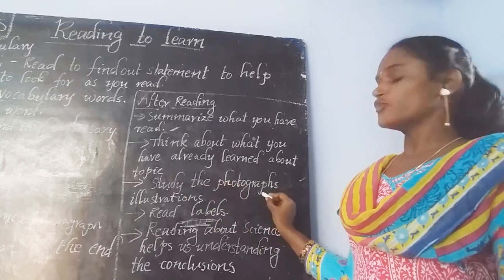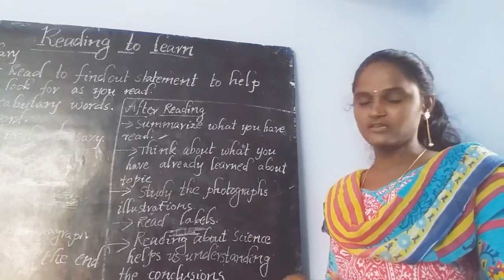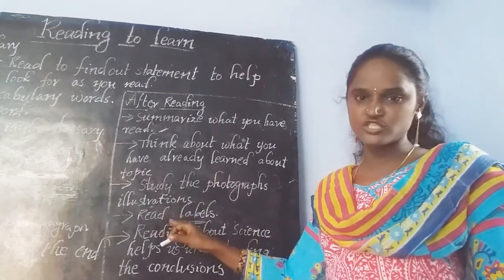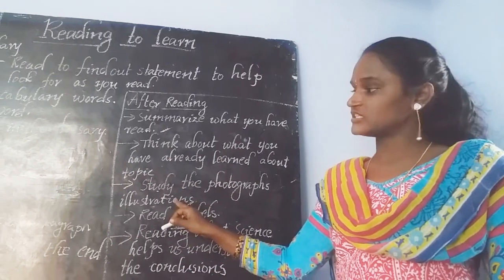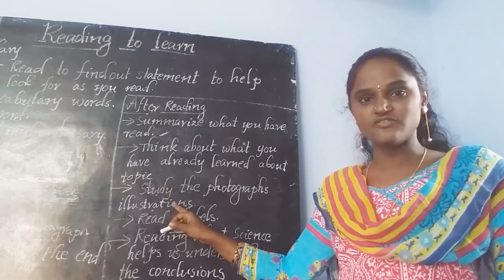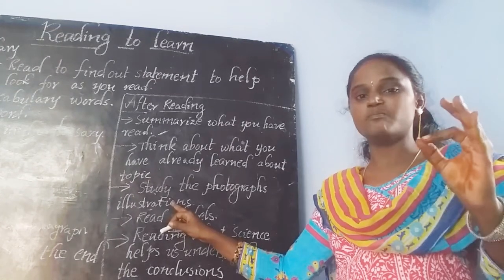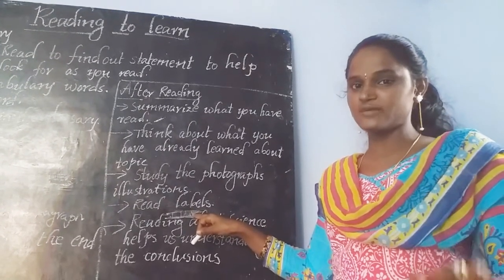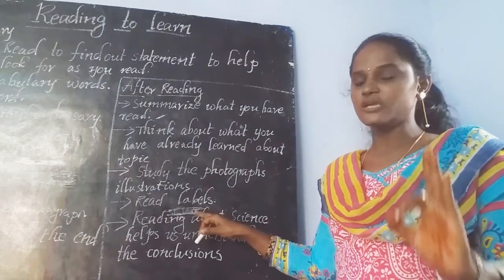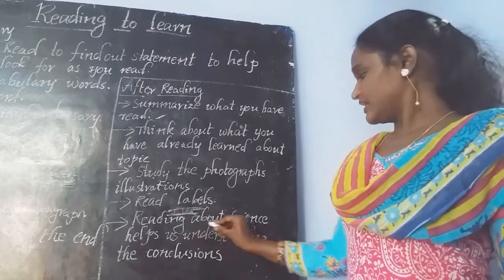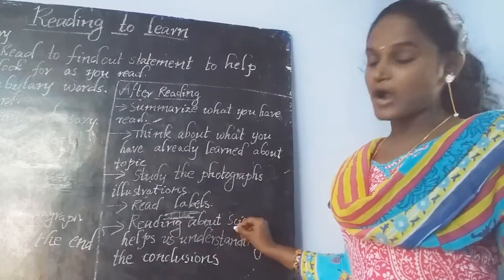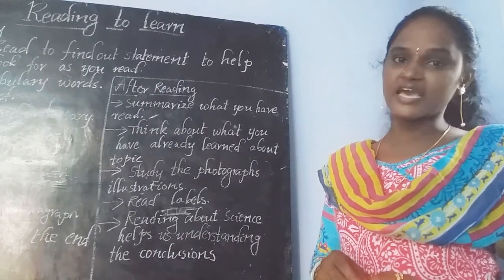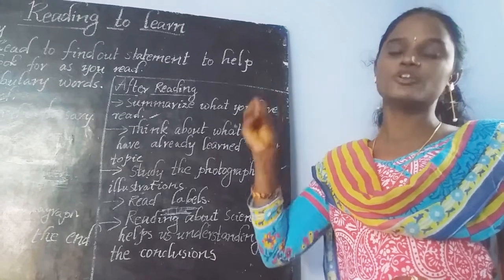Then study the photographs. While we are reading the lesson or the story, we may see some photographs and illustrations. By seeing them, we get a better idea. Then read labels. If you have any diagram, the diagram contains labels. Those labels also we have to read in a perfect manner. Later, reading about science. Reading about science helps us understand the conclusion. If you read science, then we easily get the conclusion of the topic.